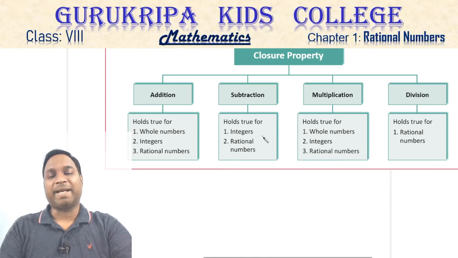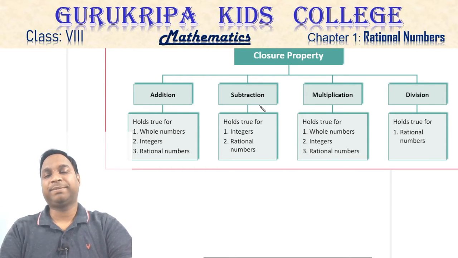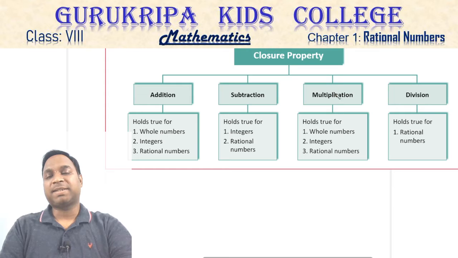similarly, for subtraction, closure property holds for integers and rational numbers. It does not hold for whole numbers. Subtraction में whole number, if you subtract two whole numbers, you will not necessarily get a whole number. For multiplication, it holds true for everything, and for division, it holds true only for rational numbers. याद आ रहा है? We had talked a lot about this in the previous video. If you are not clear with the concepts, please see that video once again. Even after that, if you have doubts, you can contact me.